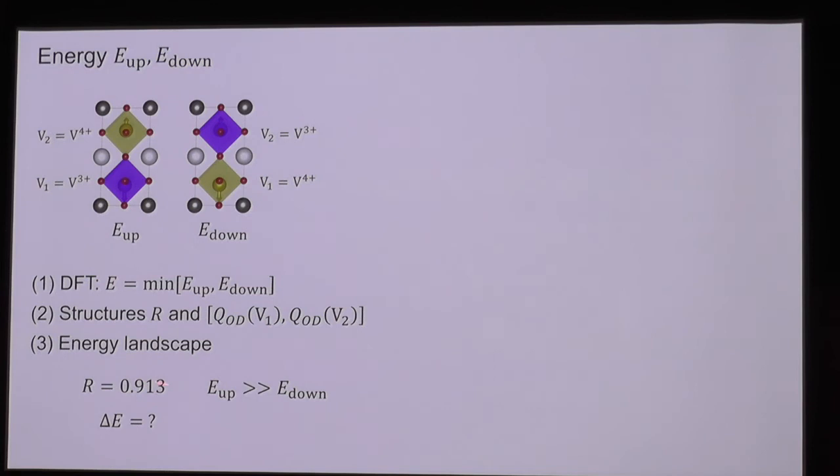And for such an R value, we cannot generate such an energy landscape because the R polarized state is no longer a local minimum. If we put the extra electron in the vanadium, it will automatically go to the other vanadium. So as a result, we cannot calculate the energy difference between the two electronic states directly. But we can estimate this value according to the values we have.